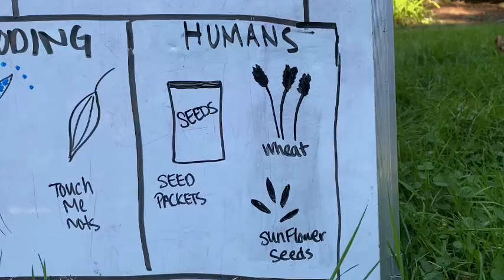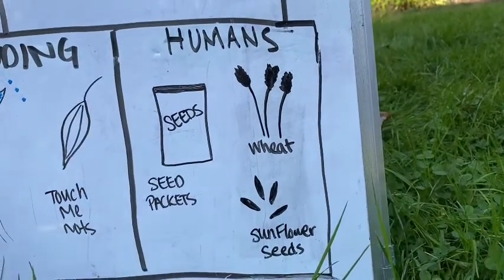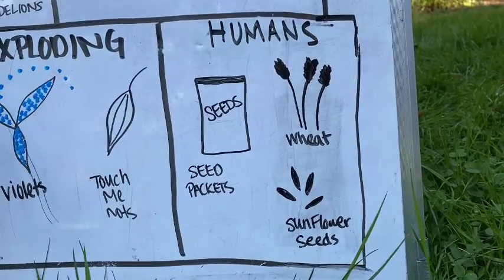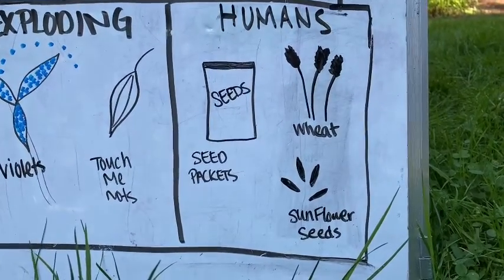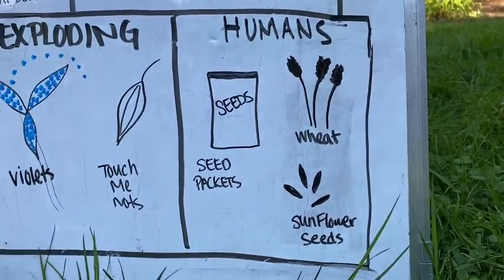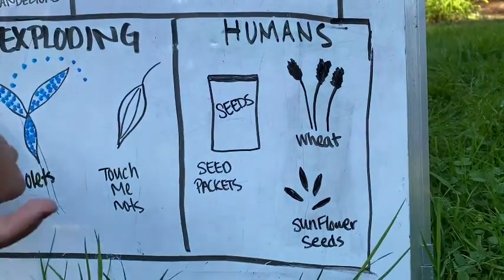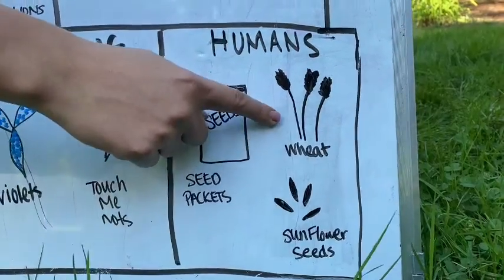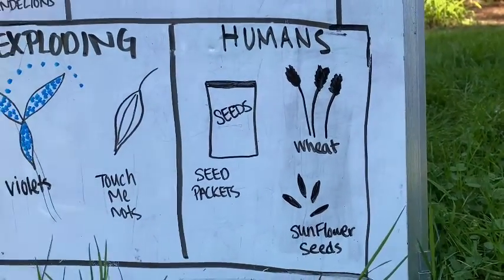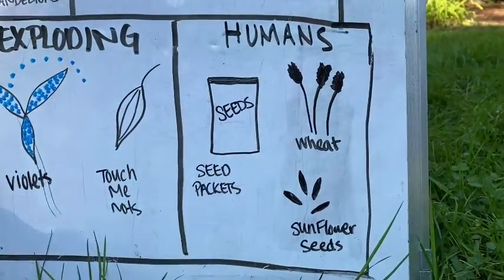And of course, our final category is humans. Can you think of any ways that you yourself move seeds around? I buy seed packets sometimes online and they get sent to me. So I move seeds around like this. We also eat things like wheat and rice, and of course, things like our sunflower seeds.